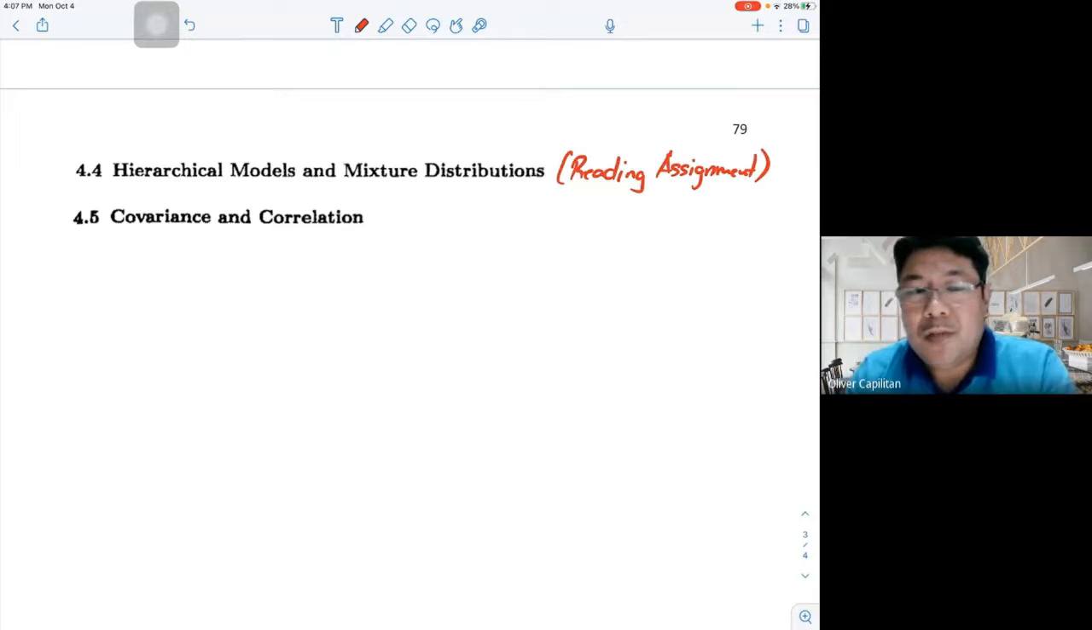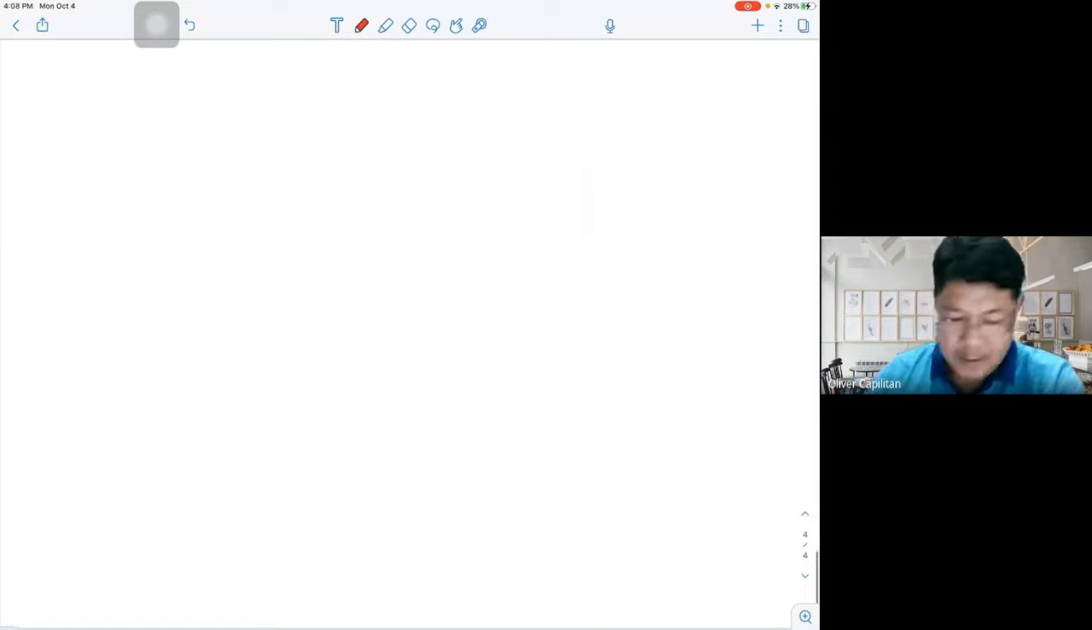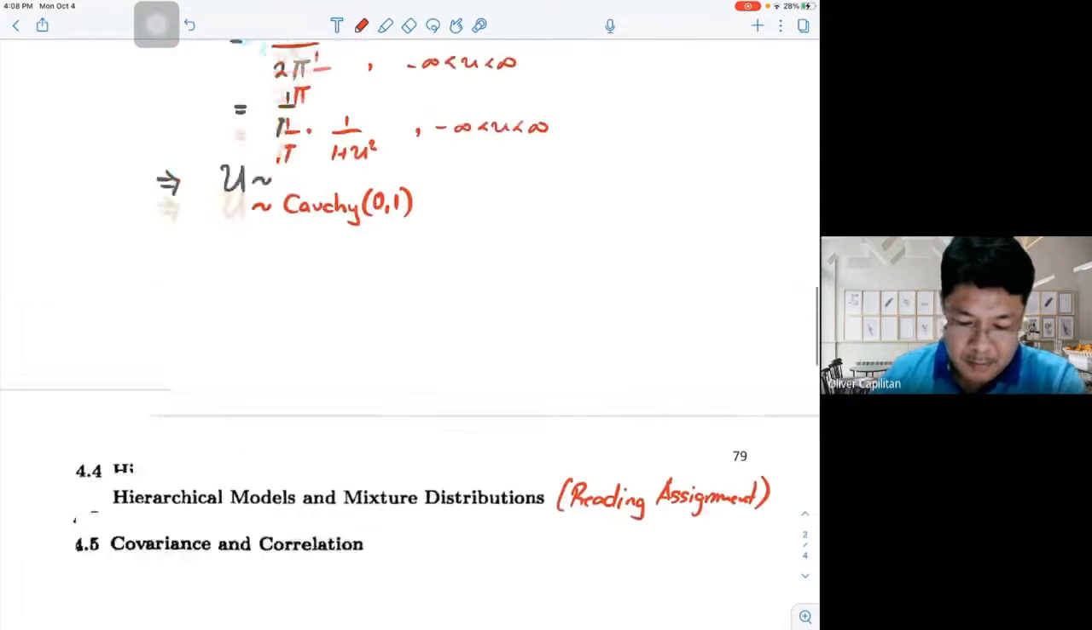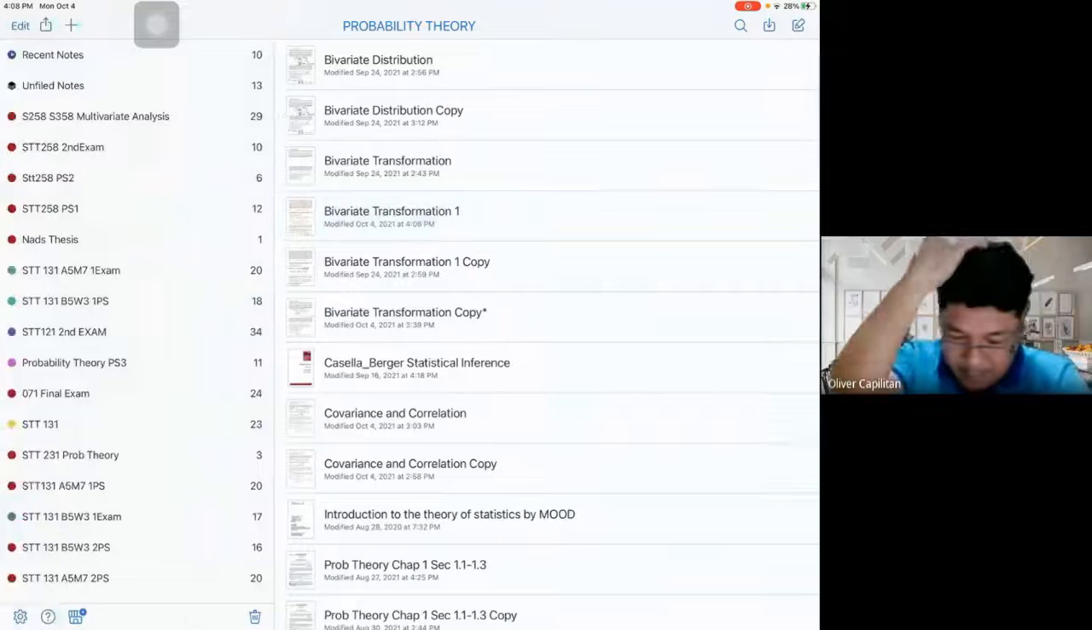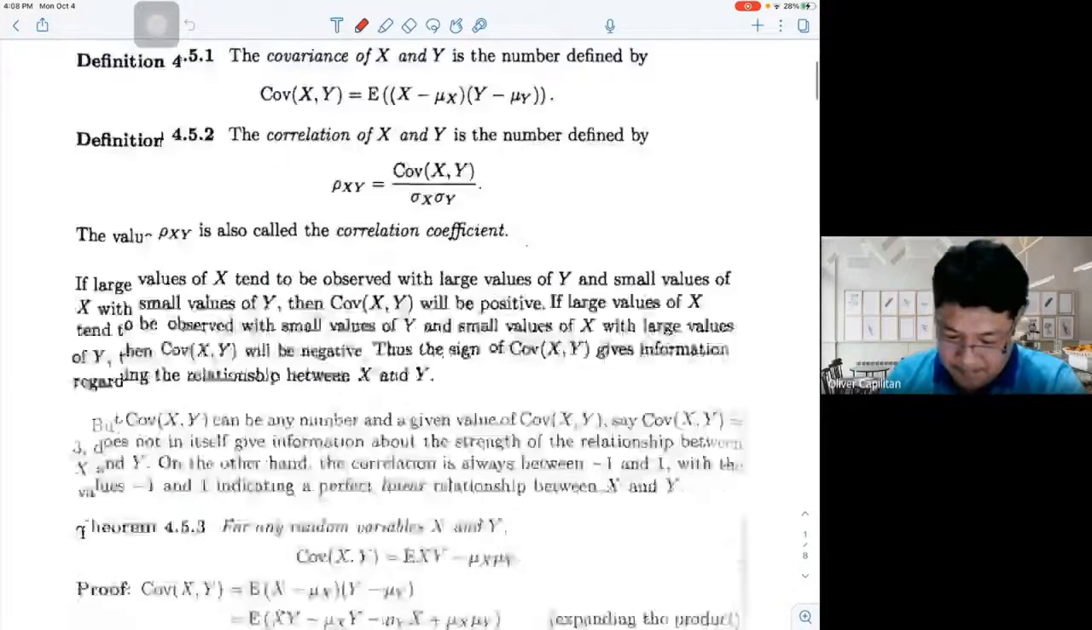Let's proceed now to section 5, the covariance and correlation. Okay, hanap tayo. Covariance and correlation. Okay, yan na.